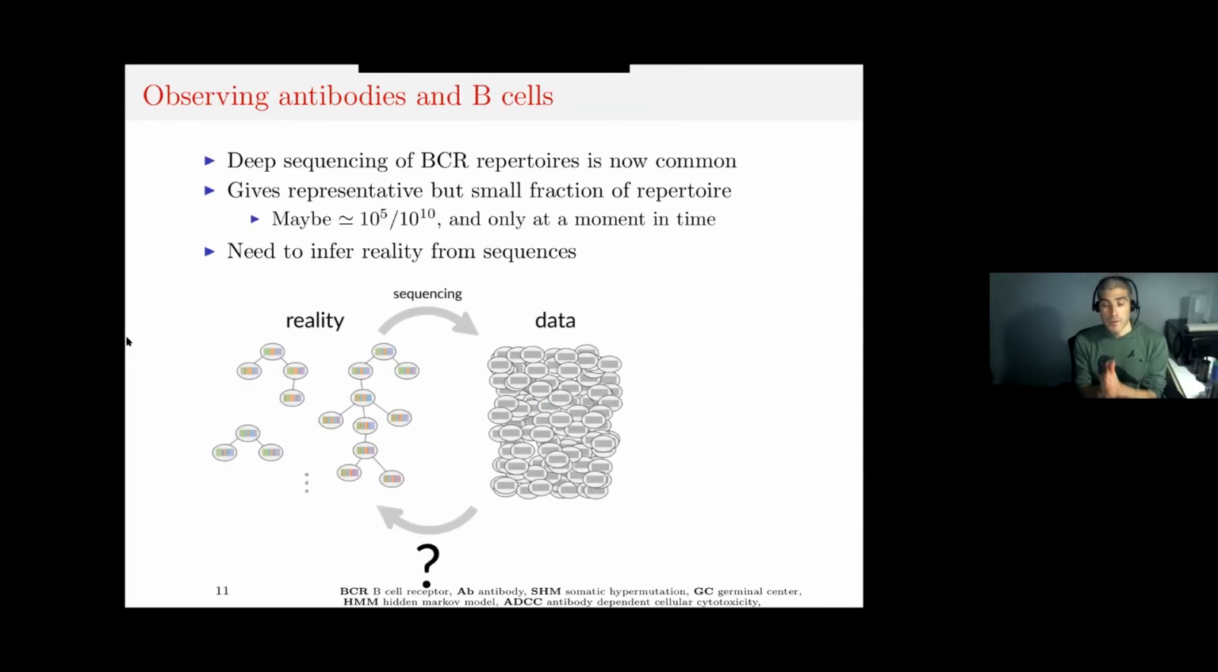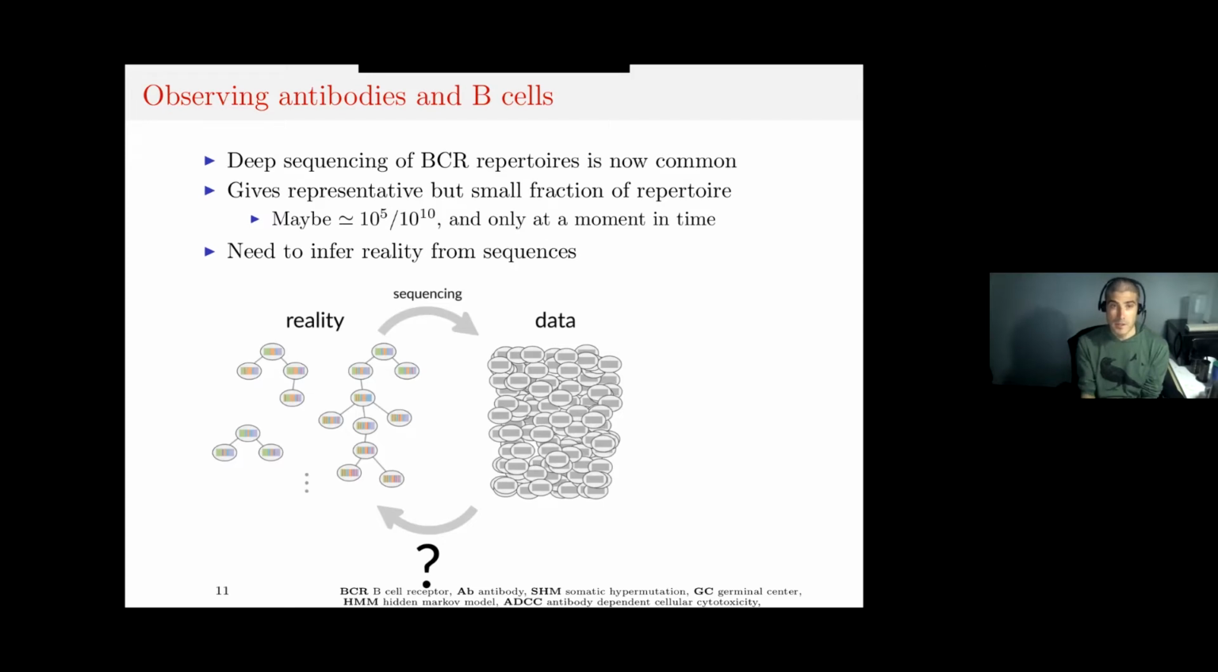Okay, so when we want to observe the processes I've just been describing, the main tool that at least is relevant for this talk is deep sequencing. And we've been doing, not us personally, but just as a field, lots of deep sequencing on BCR repertoires for the last 10 years maybe. And this gives you a really large subset, maybe 100,000, of the sequences in the body.